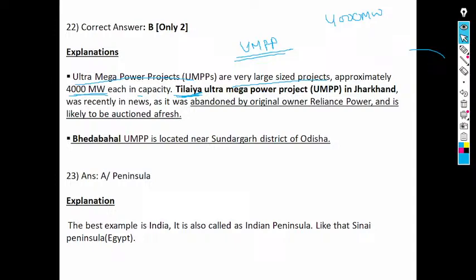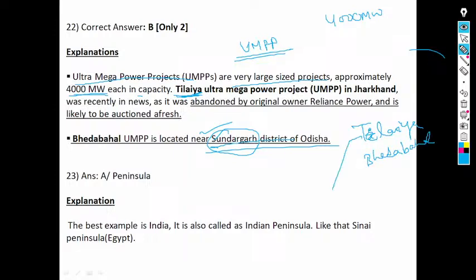If we talk about the Bedabahal UMPP project, Bedabahal UMPP is located in the Sundargarh district of Odisha. Bedabahal is in Sundargarh district particularly. So here, look, Talaya and Bedabahal. Talaya is in Jharkhand and Bedabahal is in Odisha.